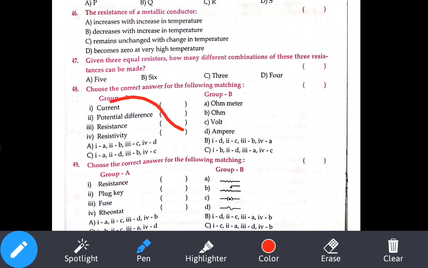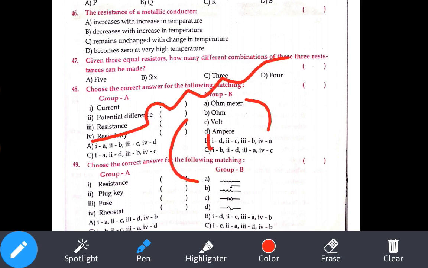Current is measured in what? Amperes. D, potential difference, voltage. C, resistance, ohm. B, okay, sorry, DCBA, option number B is our answer. They have given symbols, which you learned in lower classes. Resistance symbol is this one. Fuse has its symbol. Rheostat, just now I said, we have to give an arrow mark, sorry. So I think I have told the answer. One resistance 1A, 2C, AC. Option number 1 is the answer.